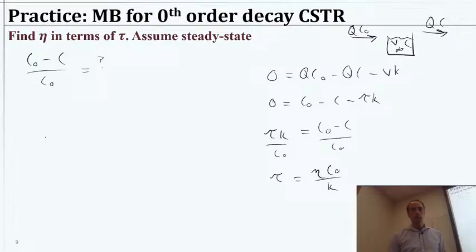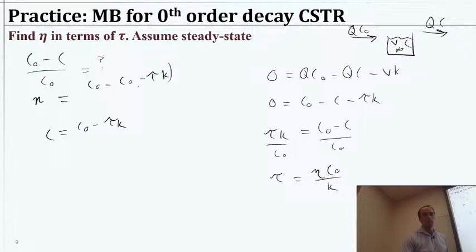for zero order decay. We would say C equals C naught minus tau k. So if we put that into here, we can call this nu and say that's going to be equal to C naught minus C naught minus tau k, but this is all going to be in parentheses there, divided by C naught. See what we get when we solve that.